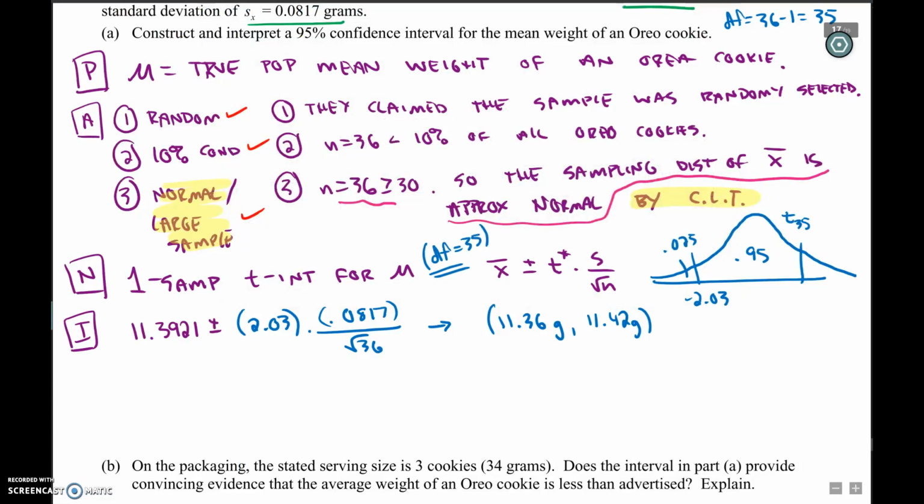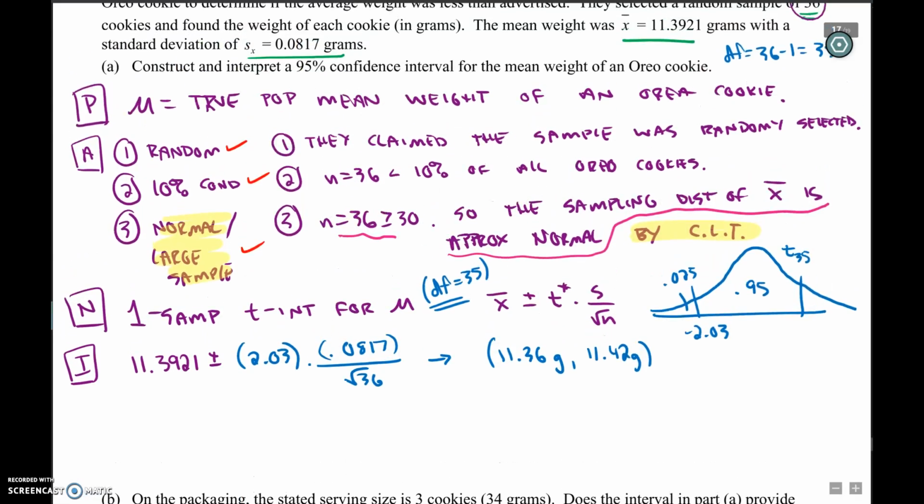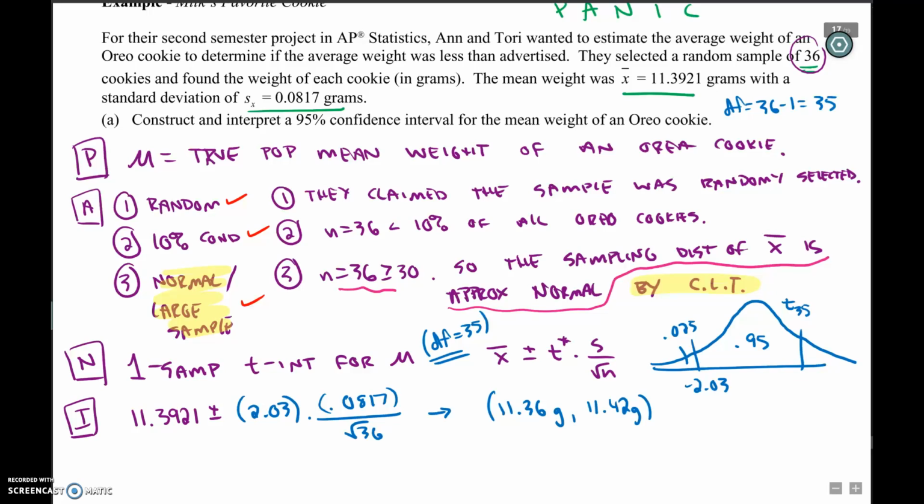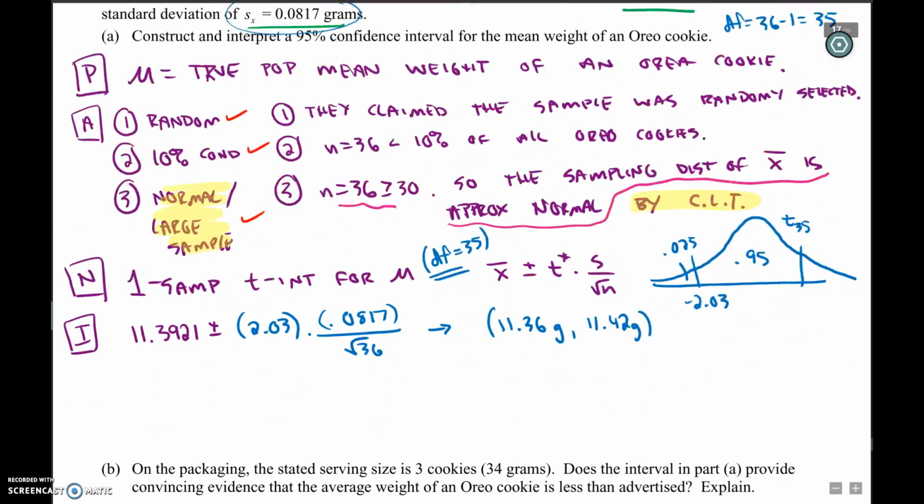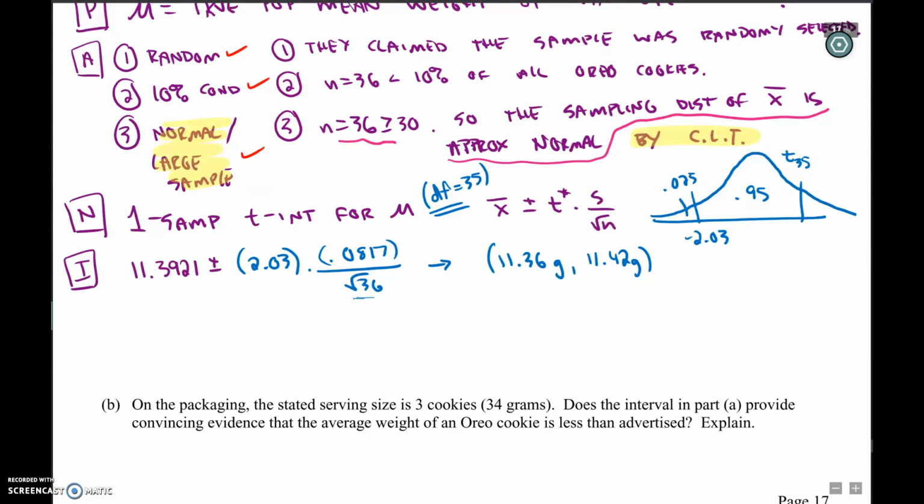You might say, well, that's like a really small interval. Well, it has to do with the standard deviation of your sample, and the fact that you're selecting 36 cookies. So we're actually getting a pretty precise estimate for our confidence interval. But it is what it is.